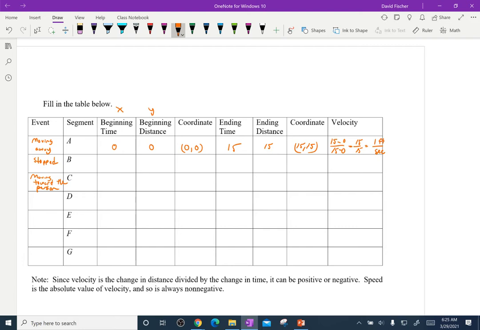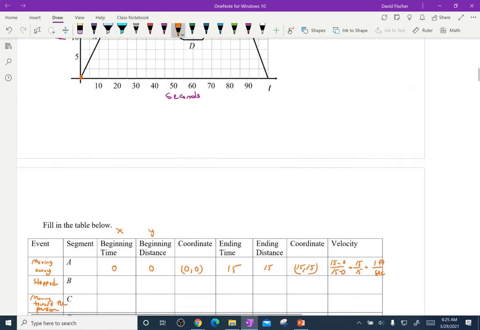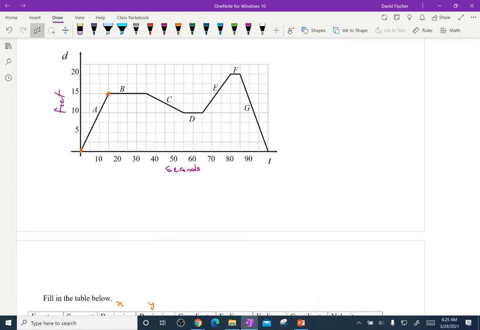Makes sense. 15 feet, 15 seconds. All right, let's go to the next one. Now they said look at line segment B. So now we're looking at going from here to here. Now you said it was stopped, so it'd be kind of interesting to see what our slope is.